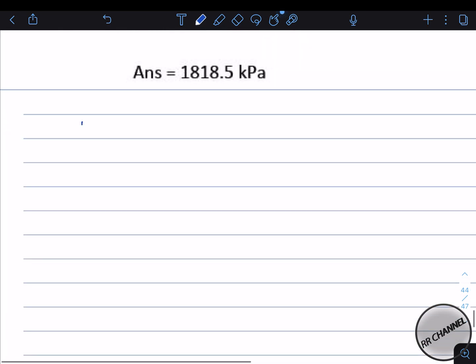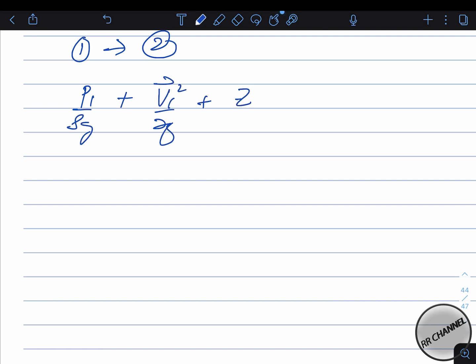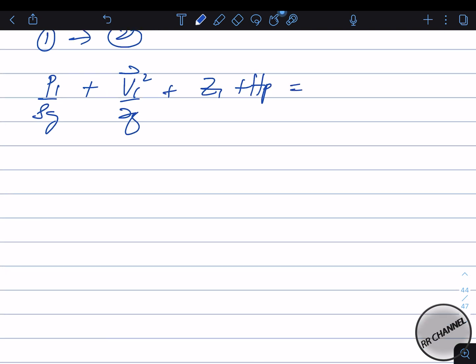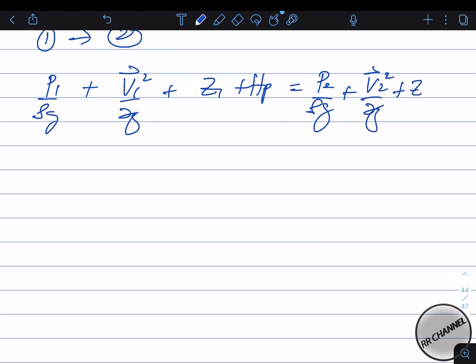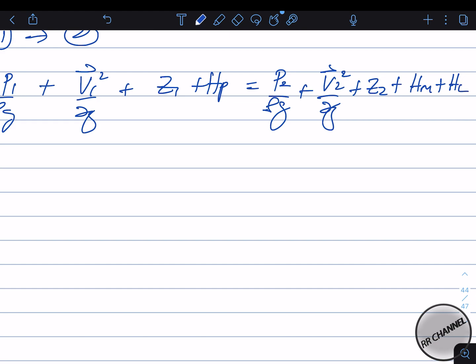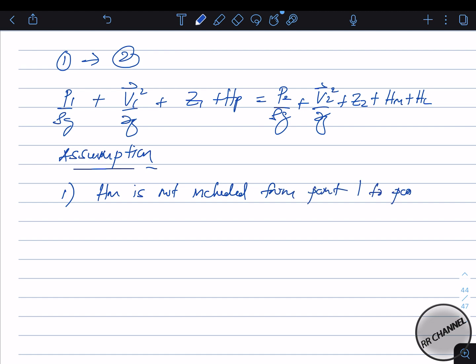Alright, so to apply from point 1 to point 2 here, we just write the full Bernoulli equation, which has already been modified: P1 over rho g plus V1 square over 2g plus Z1 plus HP is equivalent to P2 over rho g plus V2 square over 2g plus Z2 plus HM plus HL. Okay, so now you need to put in your assumptions to simplify your Bernoulli equation. The first assumption is that HM is not included from point 1 to point 2, so you can cancel it out.